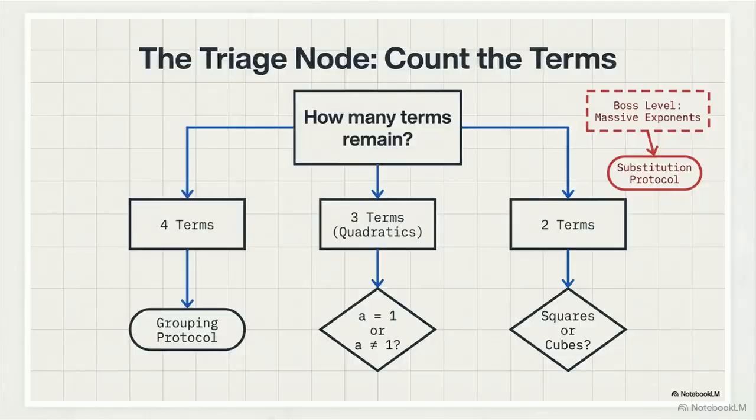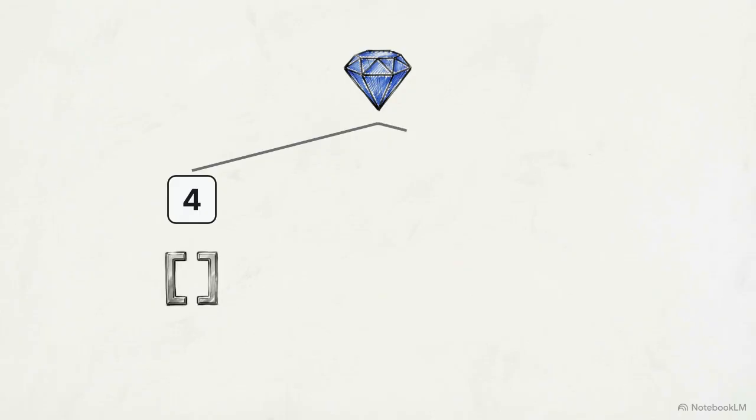Once the GCF is handled, we arrive at the triage node. This step focuses on one simple question: how many terms remain? That count routes the polynomial to its specific protocol. 4 terms mandate the grouping protocol. 2 terms suggest squares or cubes, and 3 terms signal a quadratic.